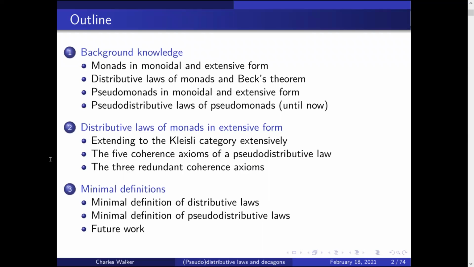And then lastly, at the end, I'll talk a bit about minimal definitions. When I say minimal, I mean the total number of sides the shapes have and the total number of coherence axioms. We'll do this for distributive laws and pseudo-distributive laws. And then at the end, I'll just mention some future work. There's a bunch of possible future directions you could go with this.